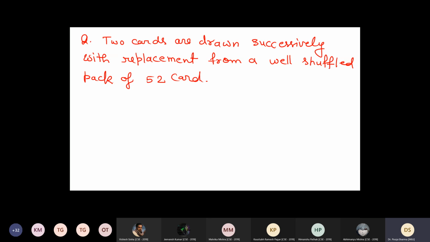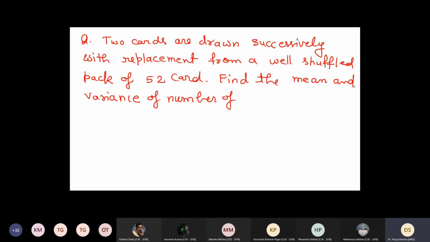Find the mean and variance of the number of aces.